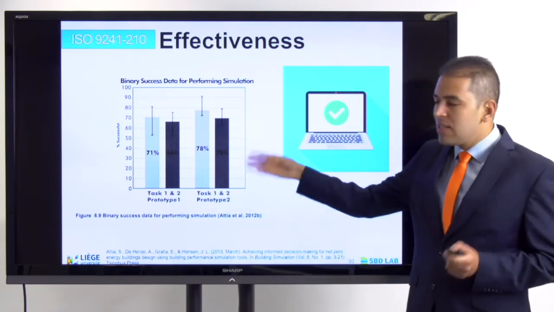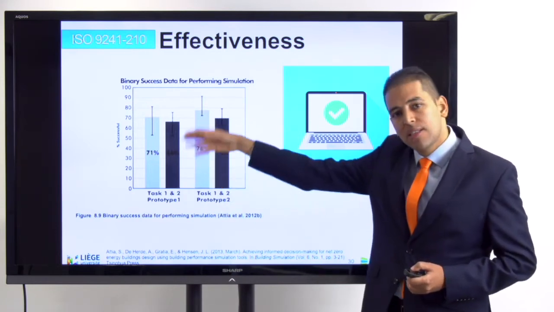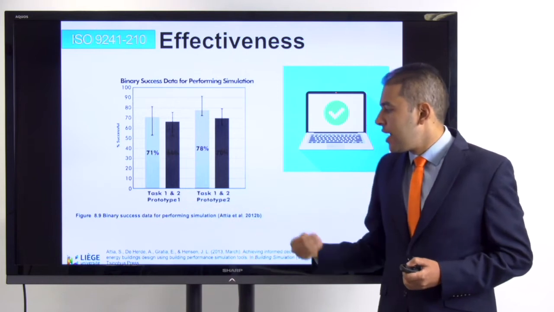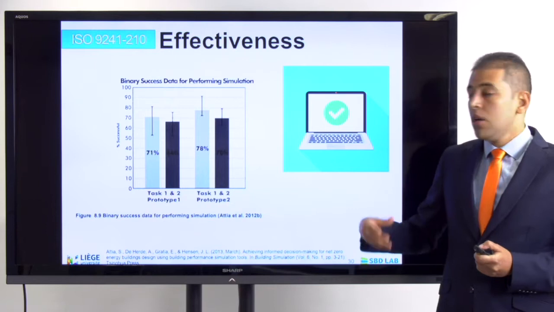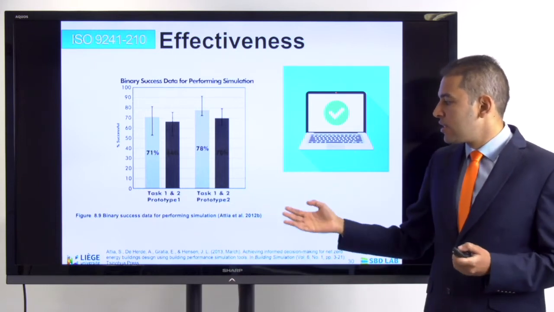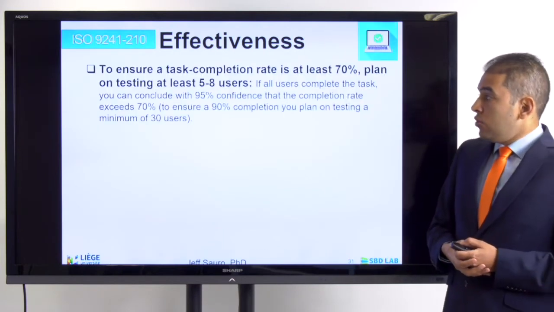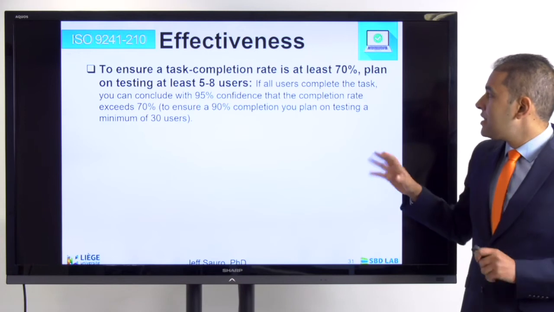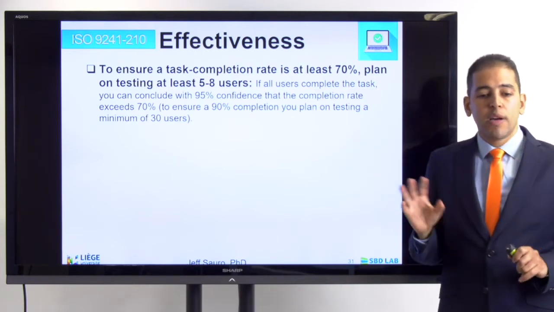So from these simple graphs, you can see the success rate on the y-axis, and on the x-axis you can put your prototype version. You can directly get some information, and in this sense you can have binary success data to test your interface. To ensure a task completion rate is at least 70%, it's always advised to plan testing for at least 5 to 8 users.